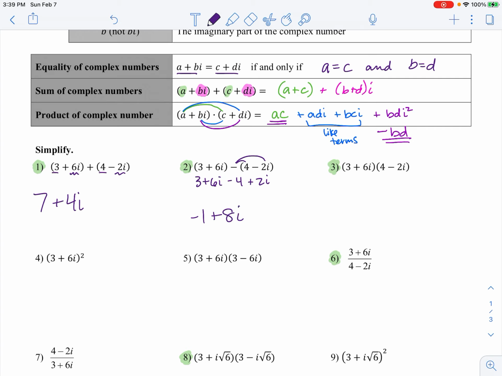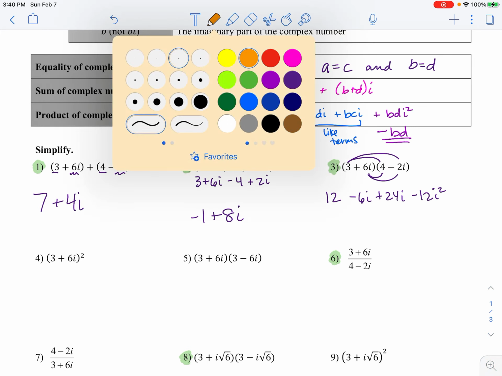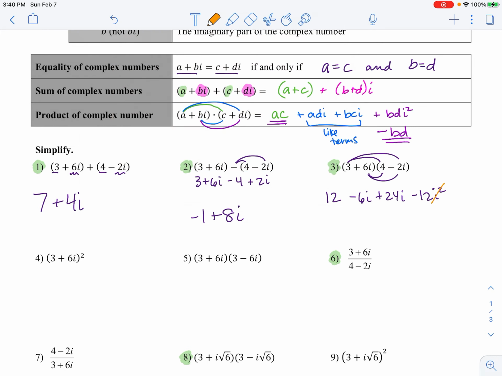There we go. On question number 3, again, I really just like to write it all out. So I have 12. I'm going to have minus 6i. I'm going to have plus 24i. And then I'm going to have minus 12i squared. And then at this point, I'll cross off my i squared and I'll change that to a plus.